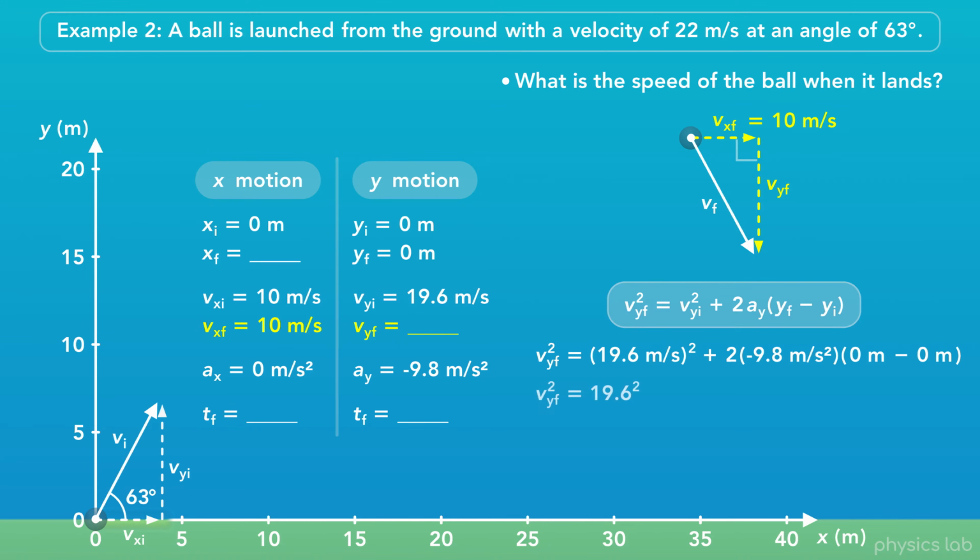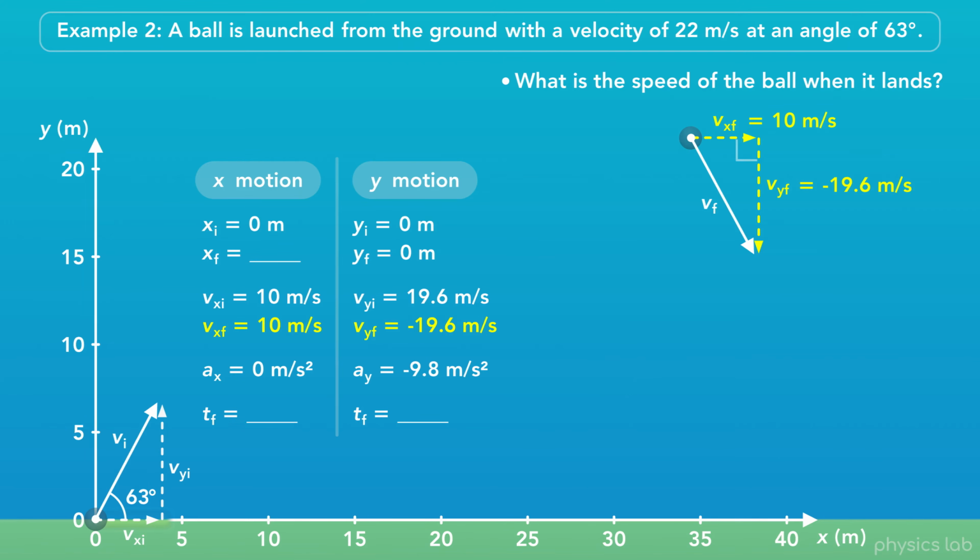The final y velocity squared is equal to 19.6 squared, so the final y velocity is 19.6 meters per second. Again, this equation actually gives us the speed because v is squared. The final y velocity is negative 19.6 meters per second, since it points downwards.